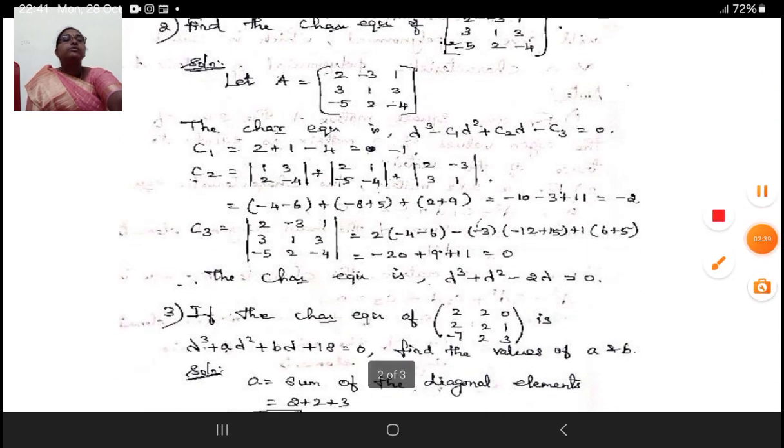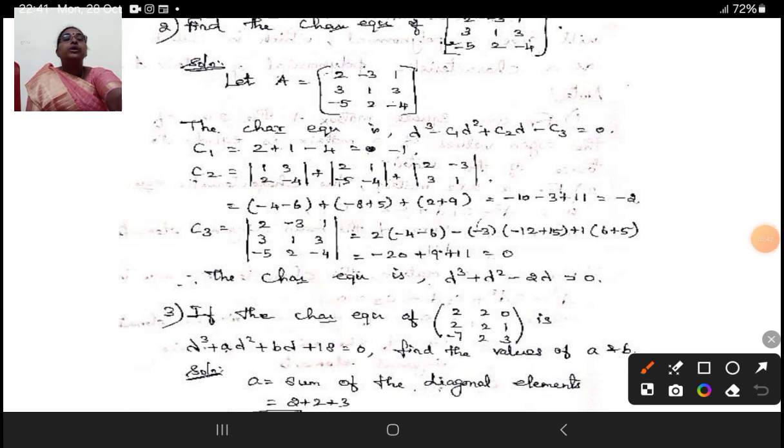Find the characteristic equation of the matrix 2, minus 3, 1, 3, 1, 3, minus 5, 2, minus 4. For the solution part, first fix the matrix and give it a name, A. Next write the general form. It is a 3 by 3 matrix, so we get the cubic equation. We write the cubic equation lambda cube minus C1 lambda square plus C2 lambda minus C3 equal to 0, where C1 is the sum of the diagonal elements. So 2 plus 1 minus 4, the result of this is minus 1.